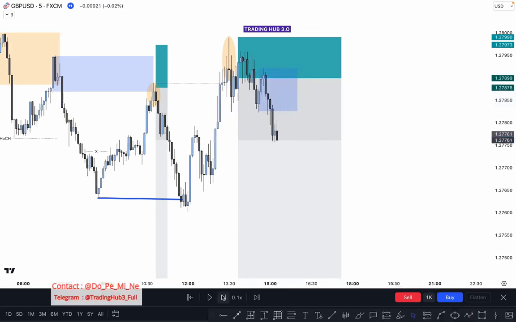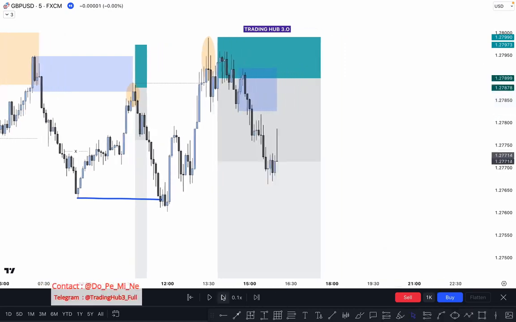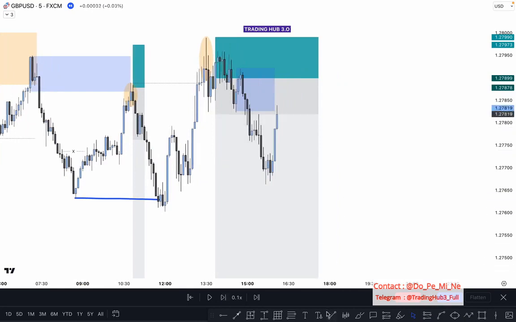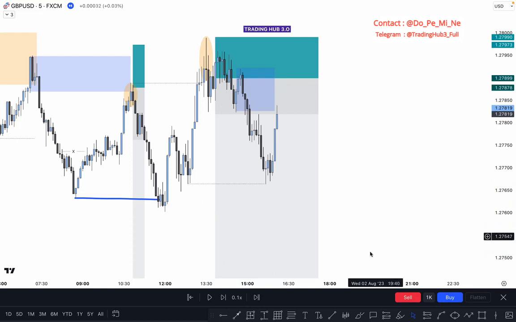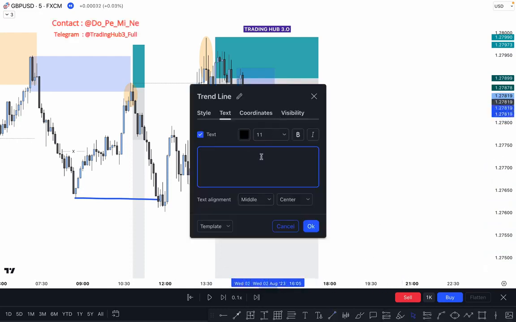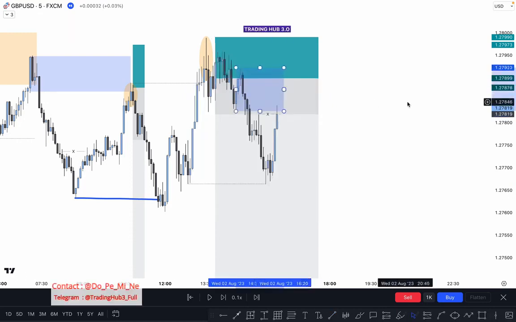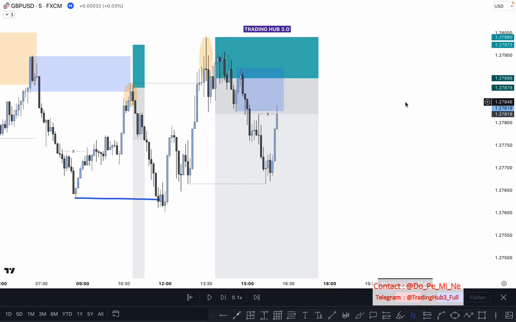So let's wait for it to mitigate this one. Okay, this low is broken here, this low is an equal low, right? So we need inducement before this sell, and this one is our order flow, right? If you are willing to sell here based on order flow, directly you can sell here.